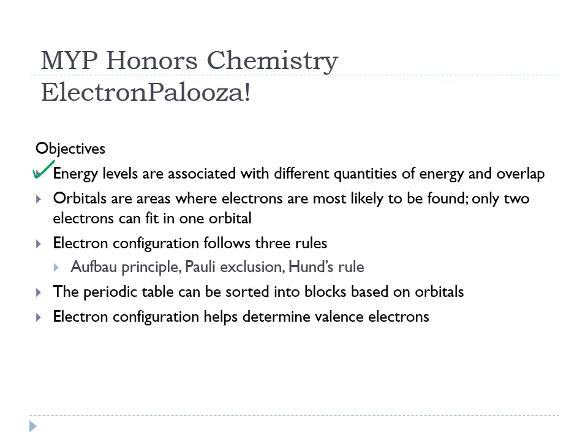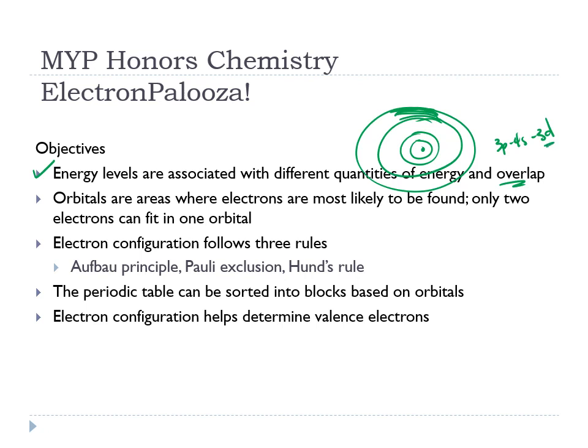We talked about energy levels and how they are associated with different quantities of energy. Closer to the nucleus has less energy, further away has more. But they also overlap because the further away from the nucleus we get, the closer they get to each other. That weird overlappy thing, we go from 3p to 4s back to 3d. 3d has more energy than 4s.